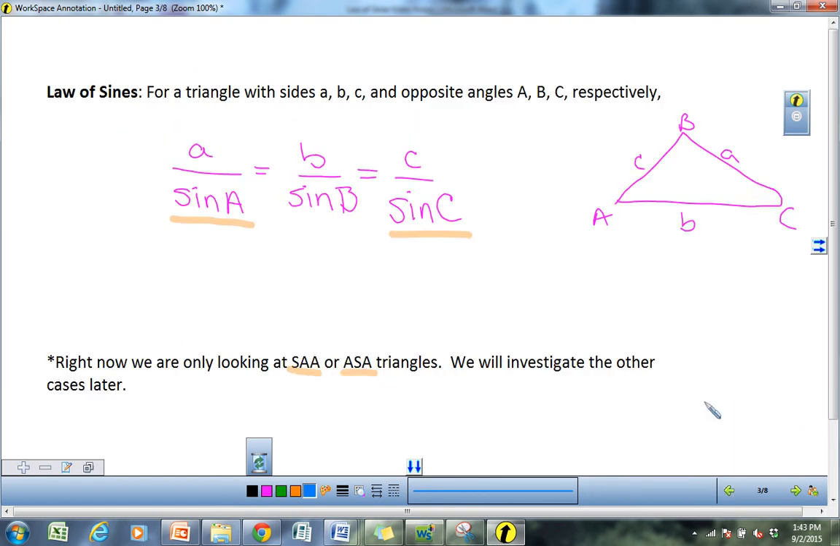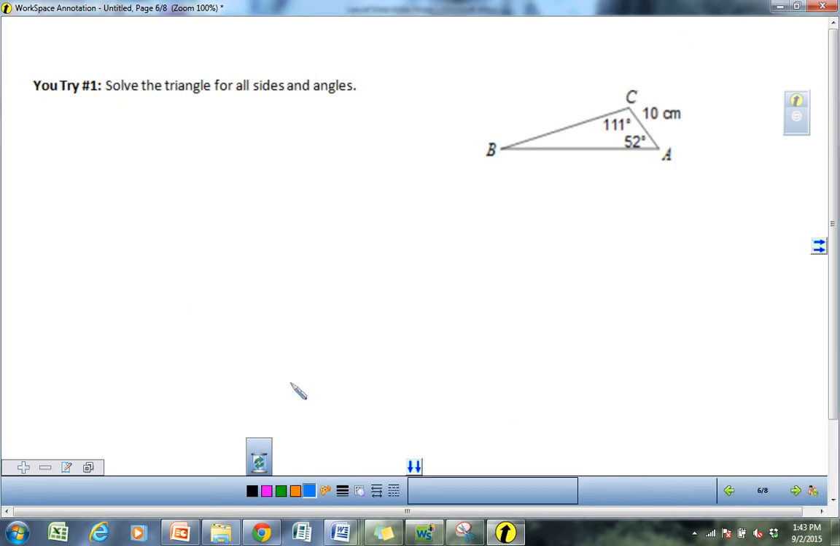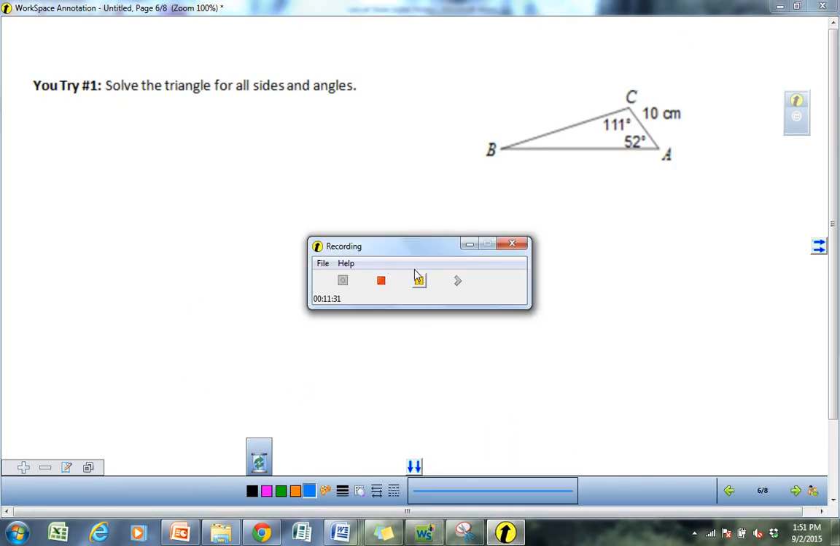I just want to show you that you might see this formula with sine A over A on top, and sine B over B, and then sine C over C. Alright. It means the exact same thing. Alright, please try this. You try number one.